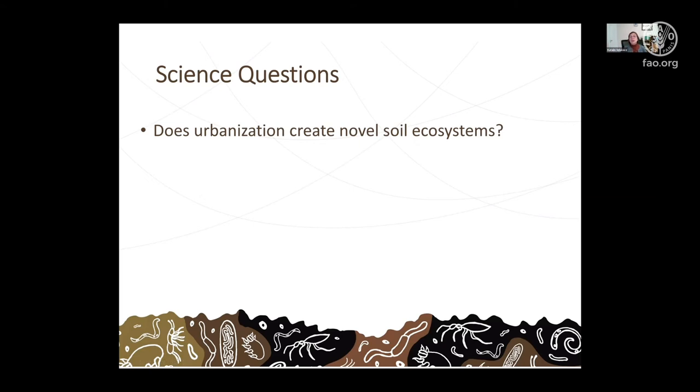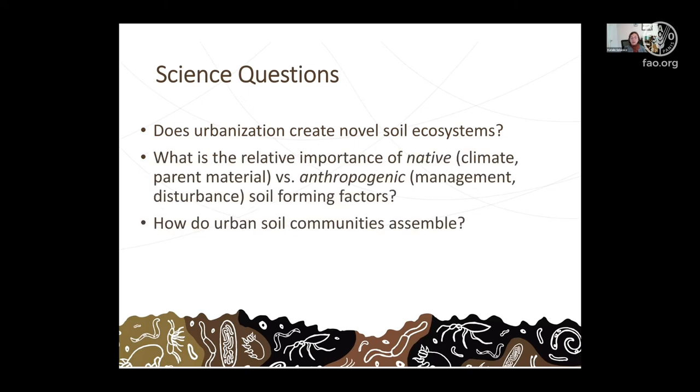we actually create new systems. We bring together species that did not evolve or develop together, and ask what their interactions are. When we study urban ecosystems, the fundamental question is always about the relative importance of natural drivers versus what we call anthropogenic drivers, in terms of how they affect soil development and soil community assembly.